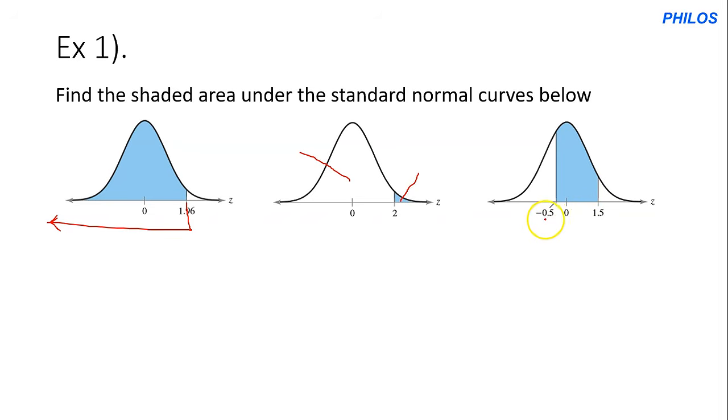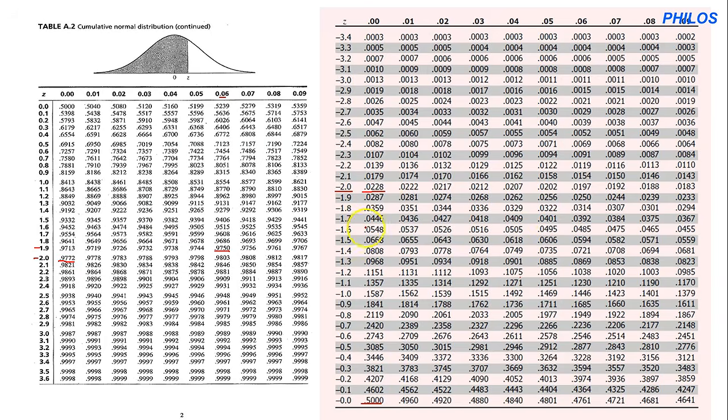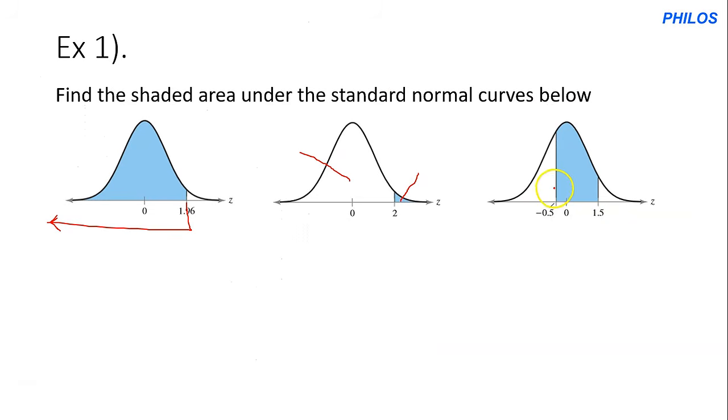You have negative 0.5 z-score, isn't it? So we go and check it on the negative z table. So let's go and check negative 0.5 on a negative z table and see what we will get. Now when we check negative 0.50, this is it, the answer is 0.3085. So the 0.3085 represents the area from the negative 0.5 to the left, which is this area.